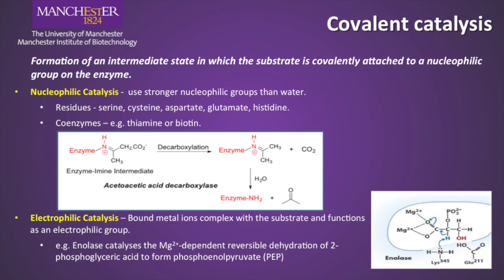In electrophilic catalysis, we can exploit bound metal ions, which are often complexed with a substrate in the enzyme active site, and a good example here is the glycolytic enzyme known as enolase that uses bound magnesium ions to effect the activation of a carbon-hydrogen bond such that lysine 345 here can abstract a proton from that substrate molecule and drive the reaction forward.